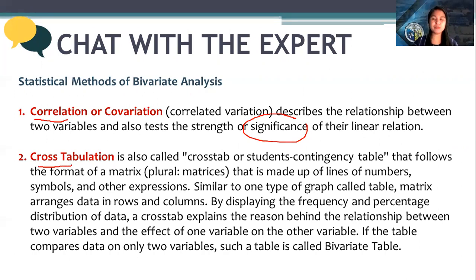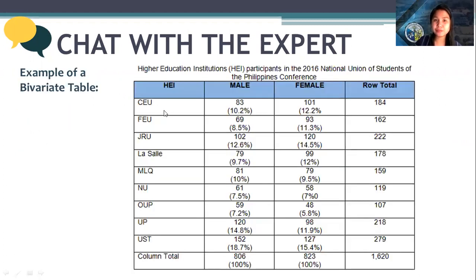The other is cross-tabulation. Now, what do you see in a cross-tabulation? In a cross-tabulation, it's a table where you can see the frequency and percentage of distribution data. We can just describe the relationship as we see the bivariate table together with its percentage distribution. For example, here's an example of a bivariate data. This is on the participants in the 2016 National Union of Students of the Philippines Conference. So you can see that, for example, for FEU, there are more females. For LaSalle, there are more females. For UP, there are more males. For UST, there are more males. In all, there are more females than males.